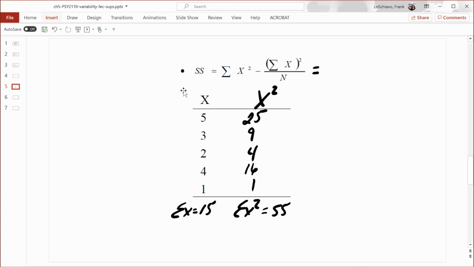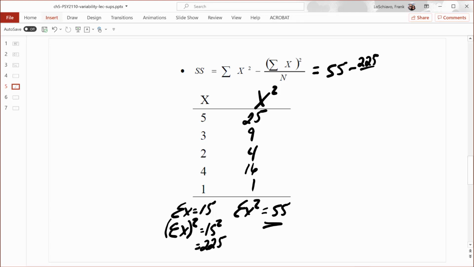So I'll just build upon this formula right here. We need the sum of x squared. That is right here. It equals 55. So we have 55 minus this fraction. On the numerator, the top part of the fraction, it asks for the sum of x, that quantity squared. Let's just go ahead and compute that real quickly. We know the sum of x. I need the sum of x, that entire quantity squared. So what I need is 15 squared. And according to my hand calculator, 15 squared equals 225. So in the numerator of that fraction, we have 225.